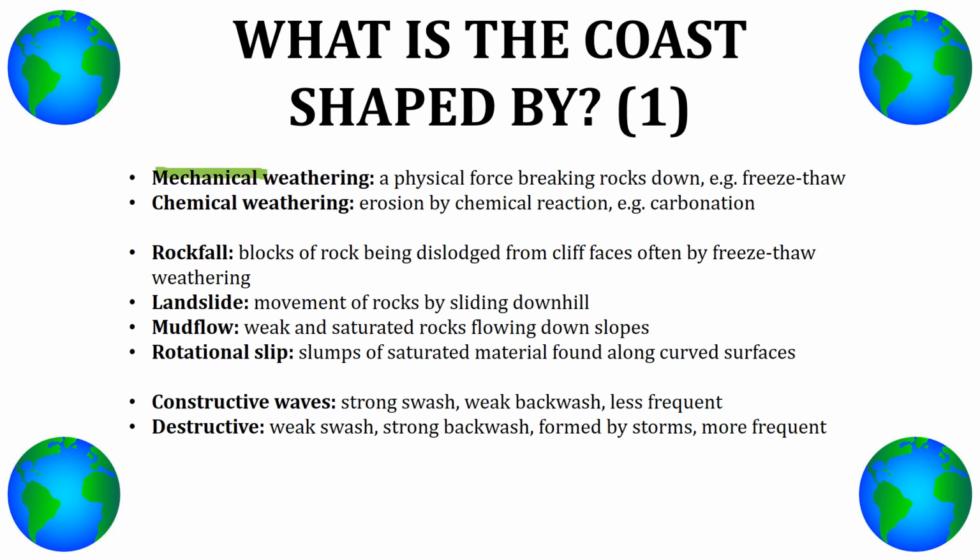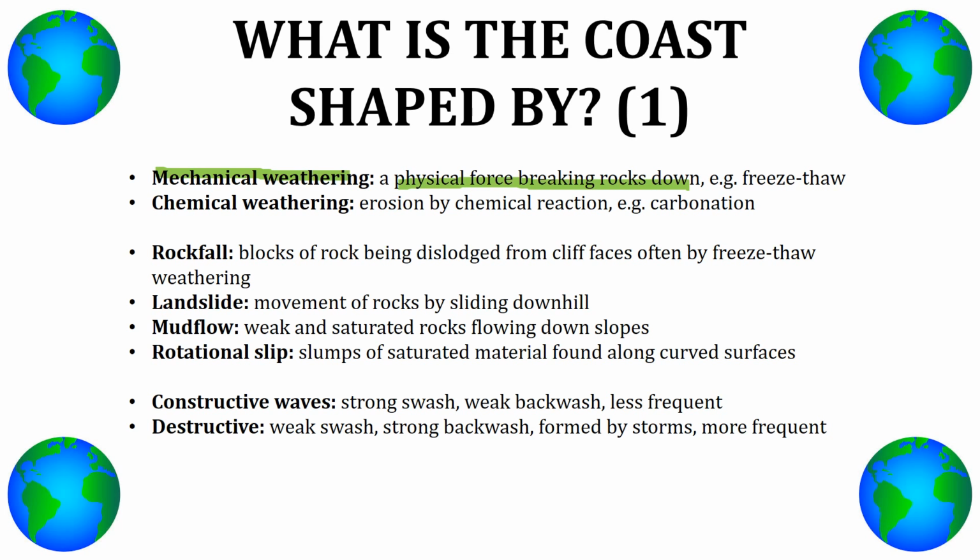Firstly, we've got mechanical weathering, and this is when a physical force breaks down rocks, such as freeze-thaw. So freeze-thaw is when water gets into cracks on cliff faces, for example, and freezes, which causes water to expand by 9% in volume, because that's what happens when water freezes, and therefore dislodges blocks of rocks, and they fall. So that's one way the coast is shaped.